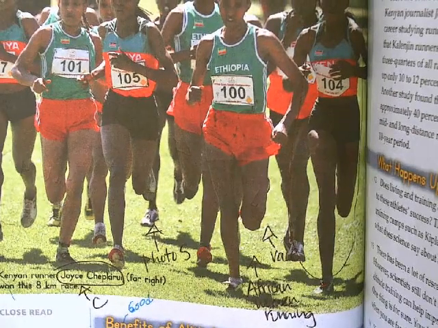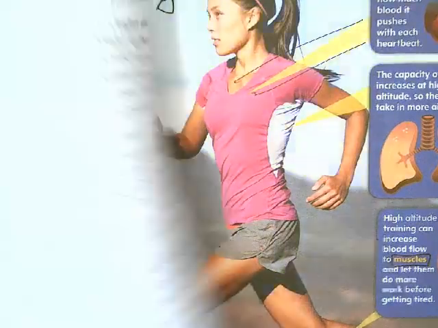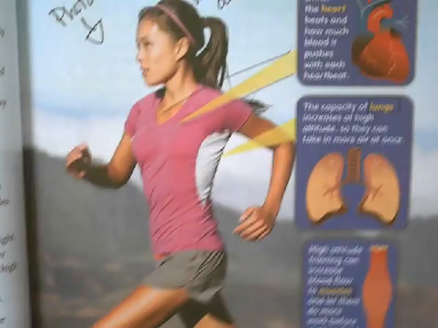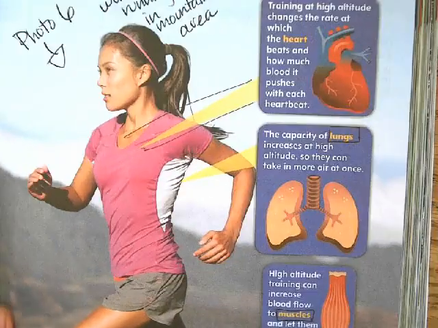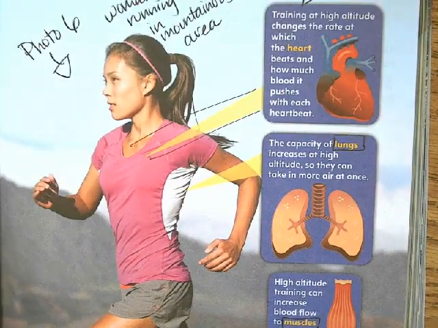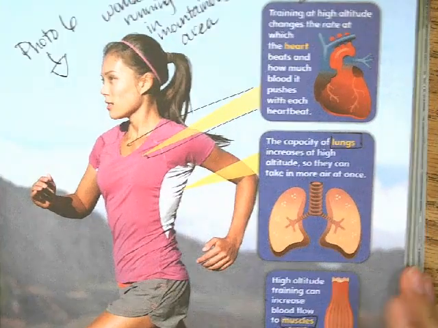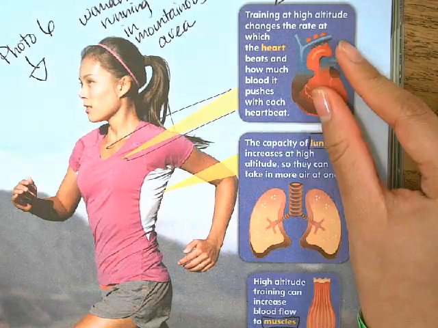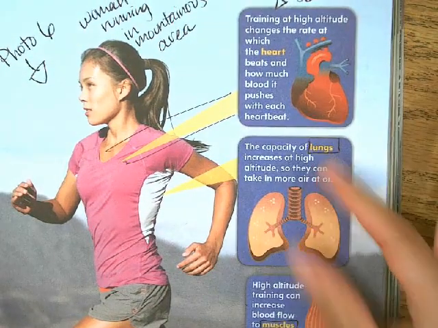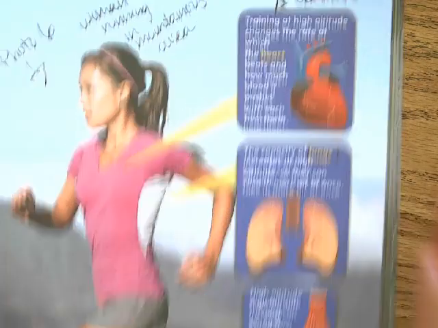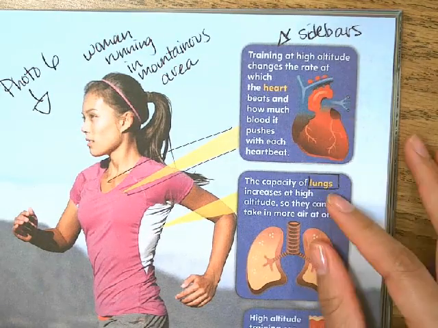Same thing on page 126. Make sure you're labeling, doing your captions. We have our subheadings. You need to analyze or observe at least the text features that we see here when we're doing the picture walk. Photo 6, woman running in mountainous area. We have our sidebar. We see extra information here. It's not really a caption, but they're text boxes. They're sidebars.